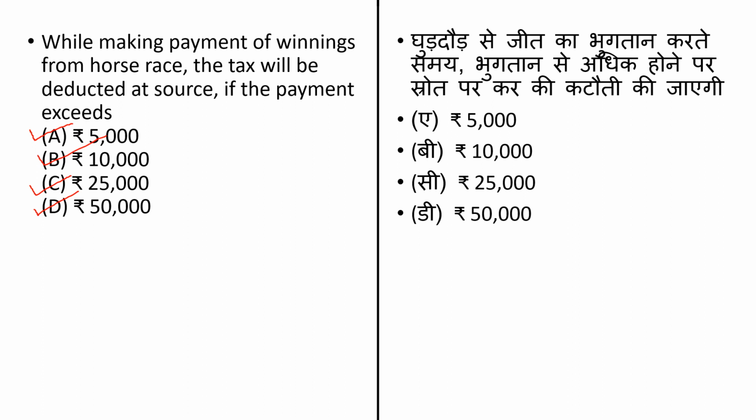The income from horse racing is taxable, and if the winning amount from horse racing exceeds Indian rupees 10,000, the winner will receive the winning amount after TDS deduction. So the answer for this question will be option number B, that is 10,000.